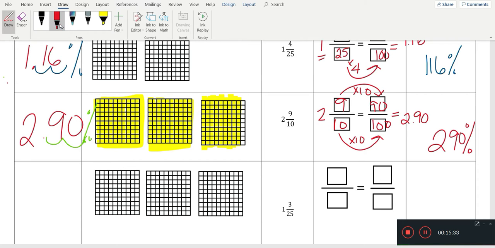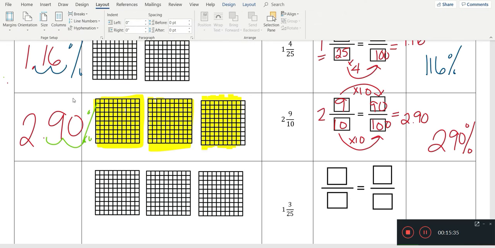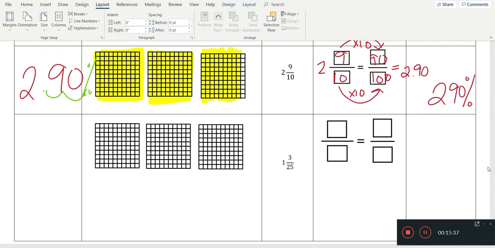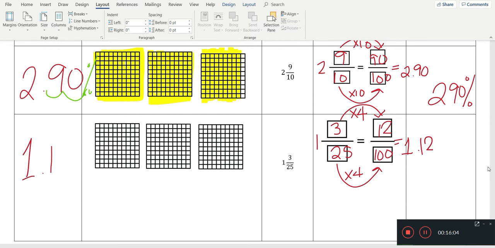Alright, we're moving to our 1 and 3/5. Okay, so 1 here and 3 over 25, not 3/5. That's what I meant. So you have now here 100. How many 25s in 100? There are 4. So times 4 also. So 4 times 3 is 12. So therefore it's 1 whole and 12 hundredths.